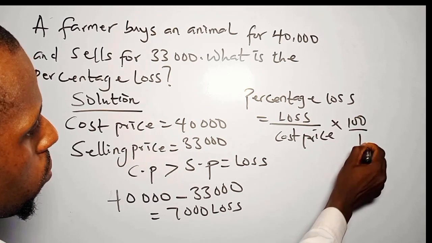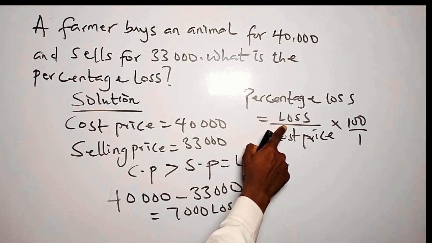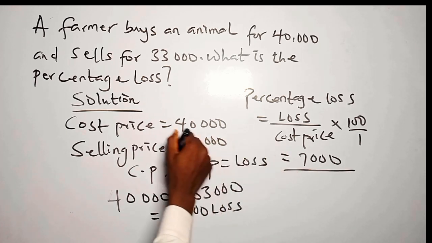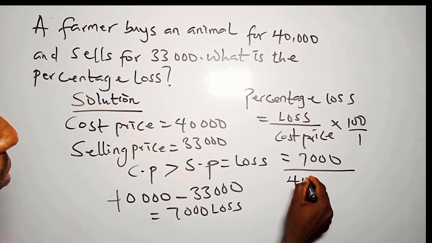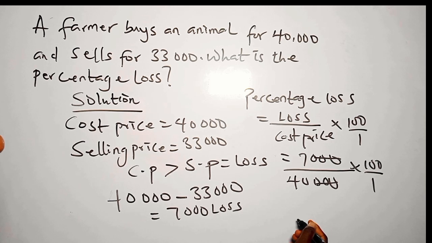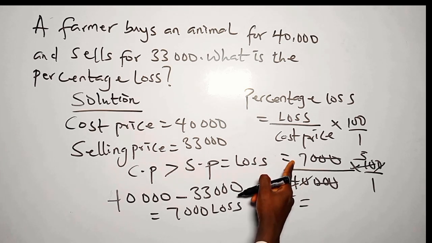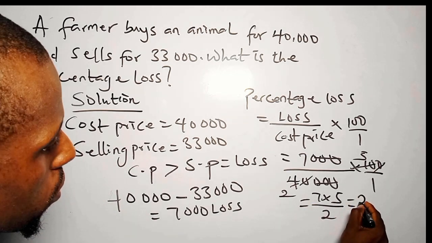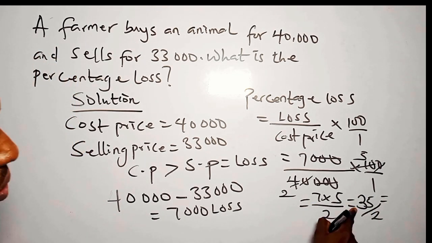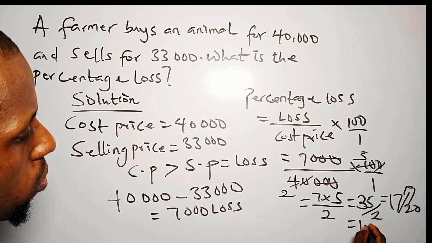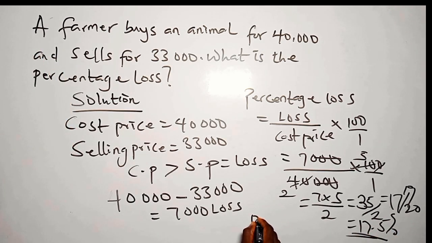times 100 over 1. So for the percentage loss, the loss is 7,000 divided by the cost price, which is 40,000, times 100 over 1. So we simplify: this can go with this, and 2 in 10 is 5. So we have 7 times 5 divided by 2. 7 times 5 is 35, divided by 2, so we have 7.5%, which is the percentage loss.